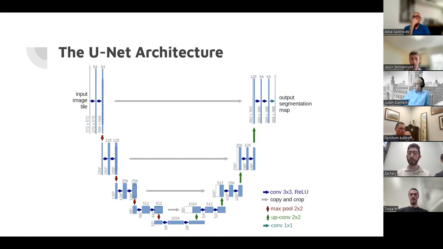We call it a transpose convolution, which actually increases the size of the image, and we use that to build the image back up into a segmentation mask, which I'll show you quickly on the next slide.